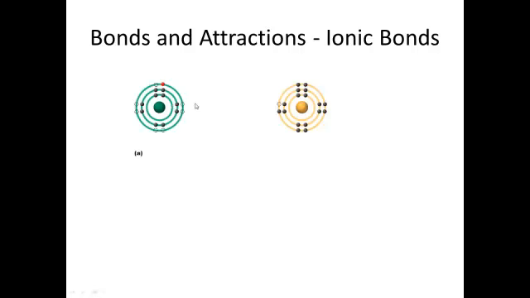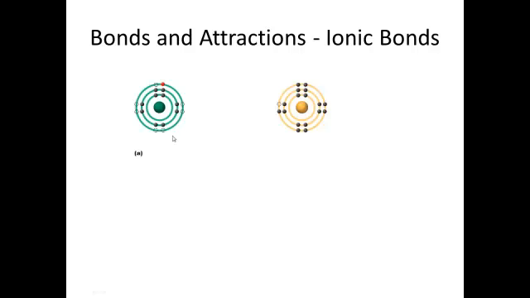And all atoms, if you want to give them human emotions and wants, want to get up to full orbitals. It's kind of like playing 21. The closer you can get to 21, then you're closer to winning. You're more likely to win. So let's take sodium for an example.